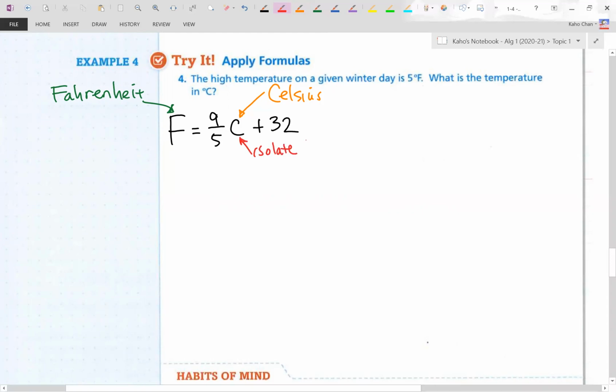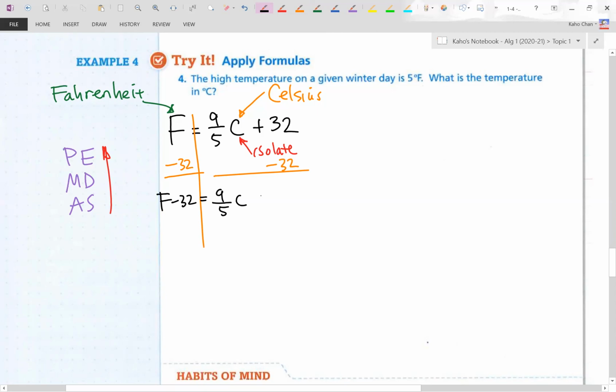Now we have 9/5 times C, and we have 32, which is plus. Just a quick reminder of rearranging the furniture. We want to undo operations and go backwards of PEMDAS, okay? We want to isolate the letter C. So in terms of that, adding and subtracting must come first. Let's move the 32 to the other side by subtracting 32 from both sides. When you do that, you have on the left-hand side F minus 32, and on the right side we have equals 9/5 C.